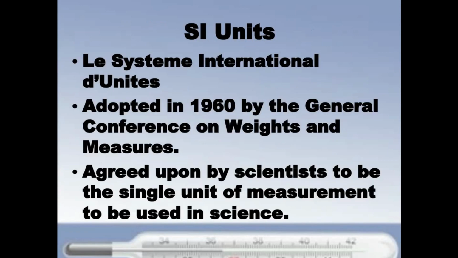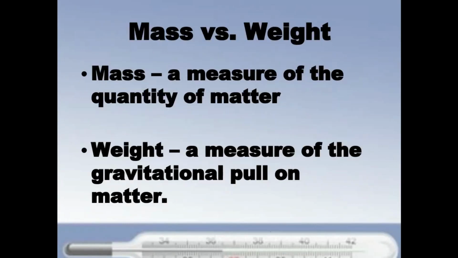Then we have the SI system, which is the system that all of the scientists around the world use. They have agreed upon units that they're going to use for different measurements. So when a scientist measures the length of something, they will always use the meter because that's the agreed upon measurement in science. When a scientist takes the mass of something, they're always going to use kilograms. When they are taking time, they'll always use seconds.